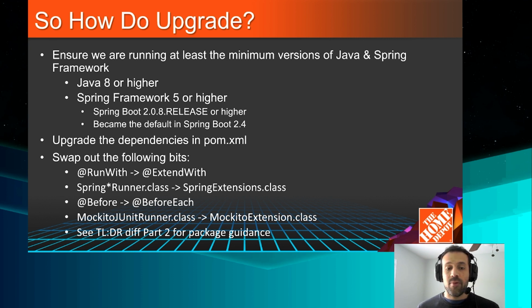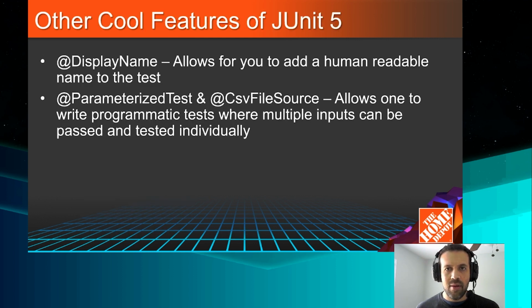So the @RunWith turns into an @ExtendWith. Any Spring runner classes you have turn into SpringExtension class. And then the @Before becomes an @BeforeEach. Then also if you happen to be using Mockito, it turns into a MockitoExtension class. And also I point back to the little thing I just talked about with the package guidance of typically your implementations, if not all your implementations, reside in that org.junit.jupiter.api package area. All right.